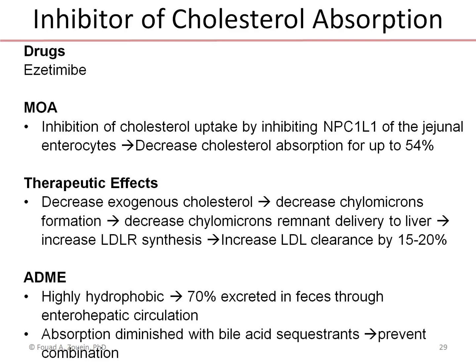What happens at this point? If you have a decrease in cholesterol coming in from food, you're going to have a decrease in chylomicron formation, right? Because chylomicron is formed from triglyceride and cholesterol coming from food. And this will lead to a decrease in chylomicron remnant delivery to the liver. Subsequently, as a feedback mechanism, you're going to have an increase in LDL receptor synthesis and more LDL clearance. You're going to have a clearance up to 20%, between 15 and 20%.